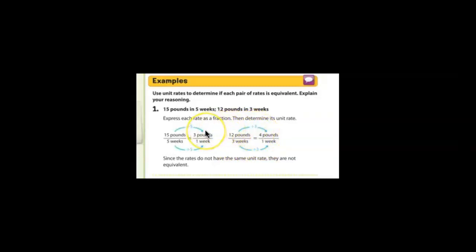So I'm going to ask you this. In which of these scenarios did the person lose weight faster? Is 15 pounds in 5 weeks faster weight loss than 12 pounds in 3 weeks? Yes or no? As part of the explanation, we should be able to determine the rates are not equivalent. Losing 3 pounds in 1 week is less weight loss than losing 4 pounds in 1 week. So this second person actually lost weight faster. This is probably the healthier way of losing weight, because if you lose too much weight in 1 week, that's not good for you. But still, this person lost the weight faster.